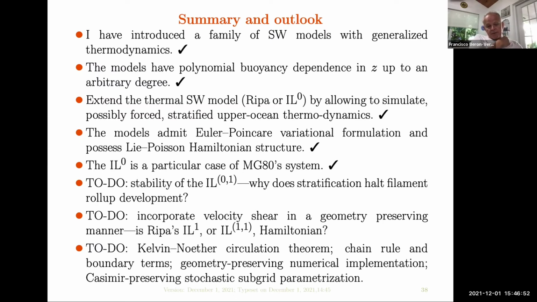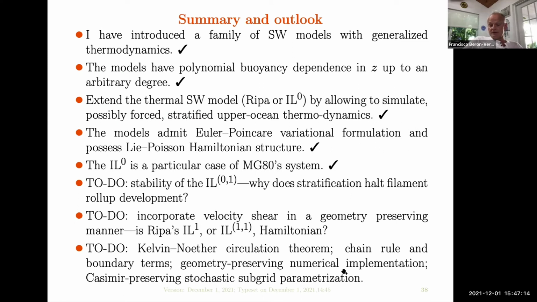And there are more fundamental things to do, like this Kelvin-Noether circulation theorem. Things work fine for shallow water. When you put thermal structure in the area, there are terms that we still need to understand what they mean. The issue of a chain rule and boundary terms is still open in my mind.